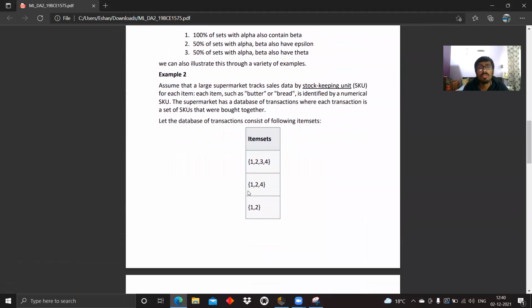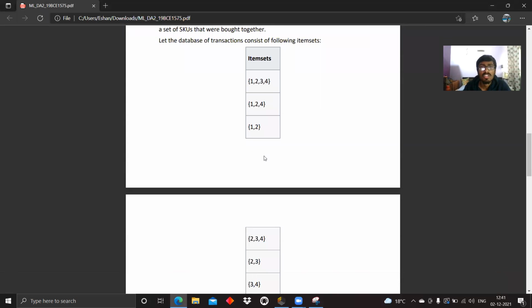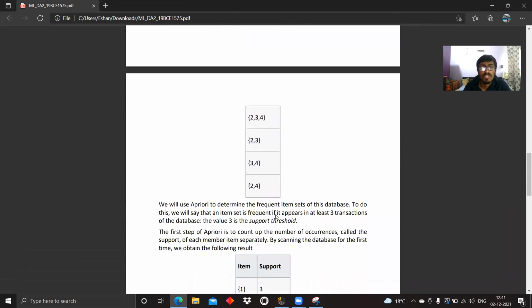Now we'll be moving on to an important example and see how this Apriori algorithm works. Let us assume that a large supermarket tracks sales data by stock keeping unit for each item. Each item, such as butter or bread, let us consider for this case, is identified by a numerical SKU. The supermarket has a database of transactions where each transaction is a set of SKUs that were bought together. So this is basically the database of transactions, and it contains the following item sets.